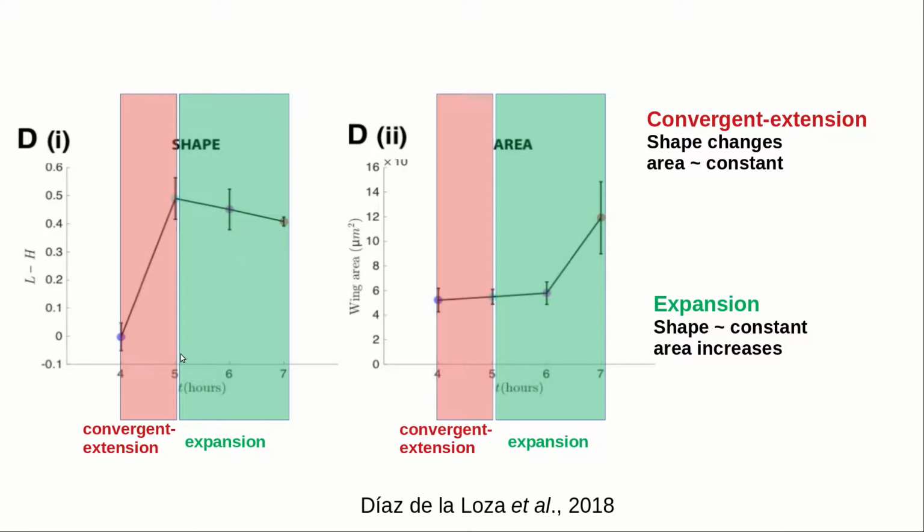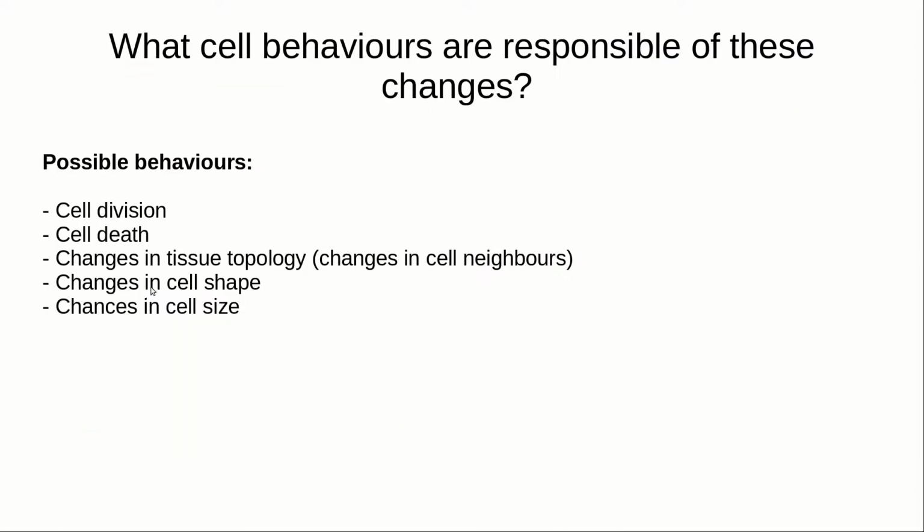There are 2 separate parts, therefore, in this growing process. The first one can be regarded as a convergent extension process, because the tissue becomes narrower and more elongated, whereas the second part can be regarded as a simple expansion process. Different cell behaviors can be responsible for these changes. For instance, cell division, cell death, changes in tissue topology or the neighboring relationships between cells, and of course changes in cell shape and cell size.